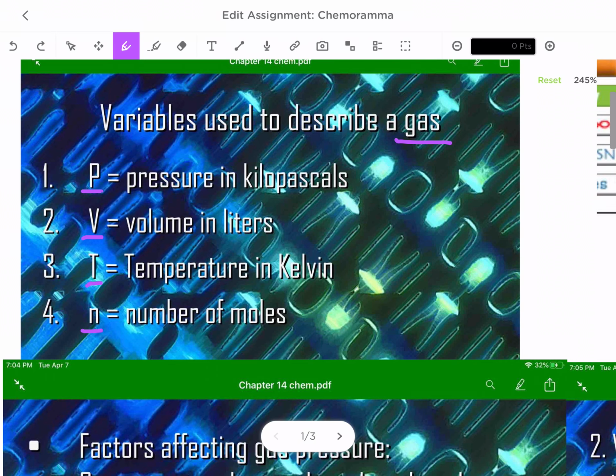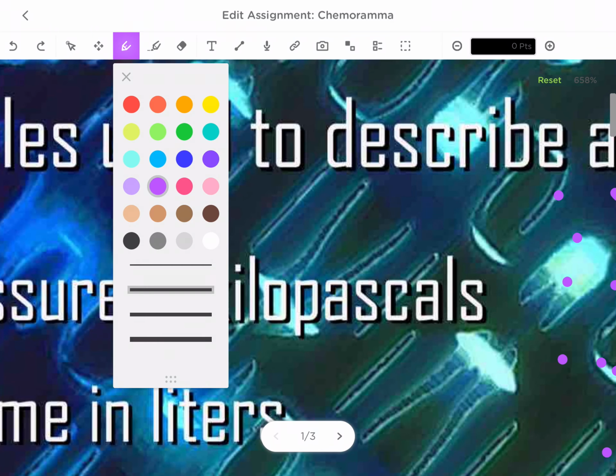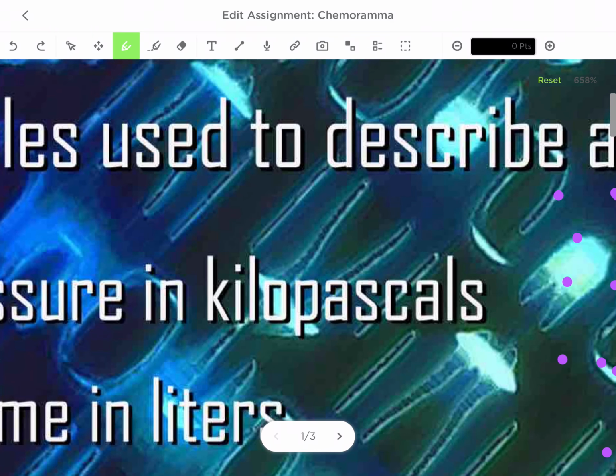The variables we use to describe a gas, all these crazy particles being all crazy, good thing they're not in quarantine, are described using these variables. Now, see how it says pressure is represented by a P and that's in kilopascals? Well, kilopascals, the abbreviation is kPa.